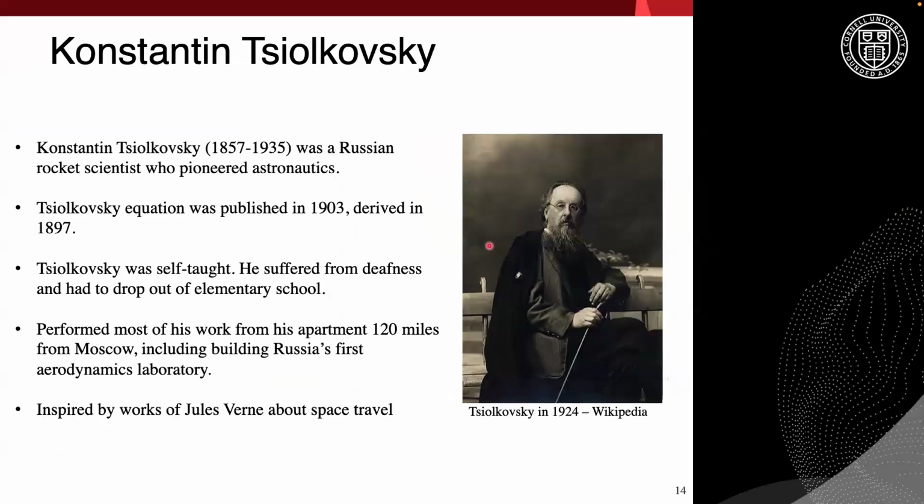And now I want to give a brief bio about Tsiolkovsky, who is the person who published and derived the rocket equation. So he was a Russian rocket scientist, and he was one of the main pioneers of astronautics. And the rocket equation was derived by him in 1897, and it was published in 1903.